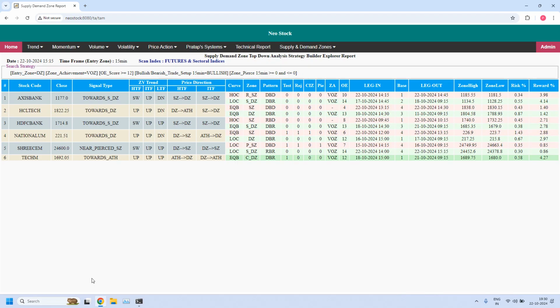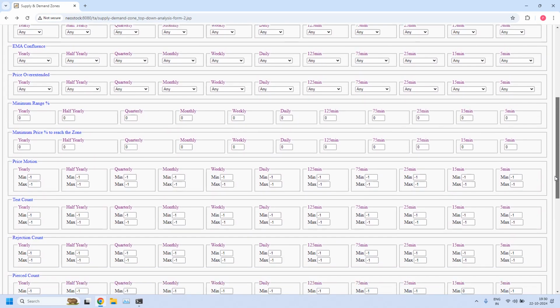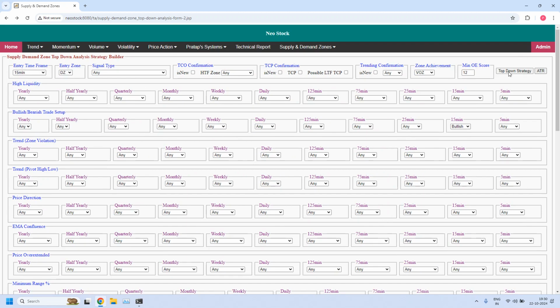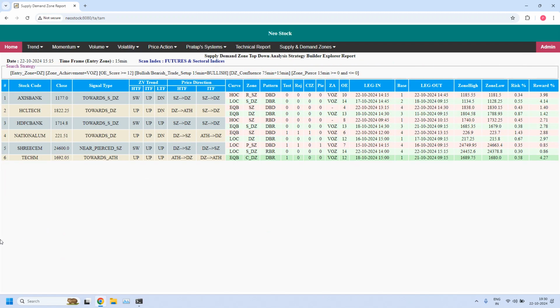Now let's verify how many of these stocks are having high probability setups. That means first let us look for LTF, ITF demand zone confluence, that is 15 minutes demand zone with 75 minutes demand zone confluence. So I am enabling the filter 15 minutes demand zone with 75 minutes demand zone confluence. With this filter, we got all 6 stocks are filtered. That means all 6 stocks, the 15 minute zones are part of the 75 minute zones.